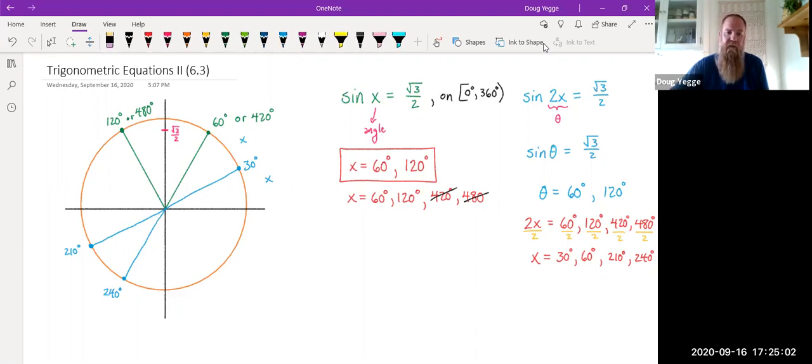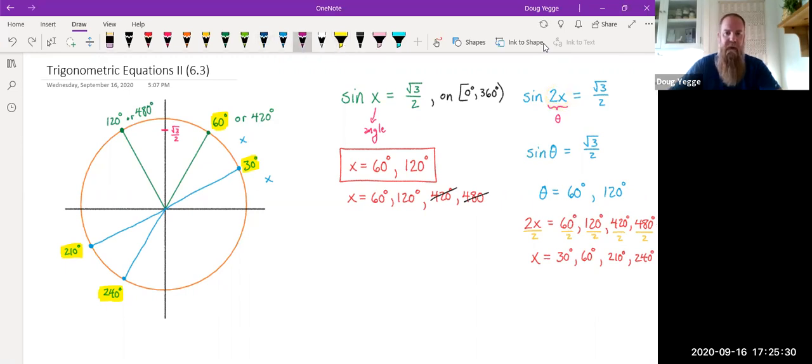So notice at this point, the answers to this problem, sine of 2x equals root 3 over 2, are 30 degrees and 60 degrees, both of which, when doubled, will give me an answer of root 3 over 2. And also 210 degrees and 240 degrees, because once those are doubled, I will also get an answer of sine of that value being root 3 over 2.